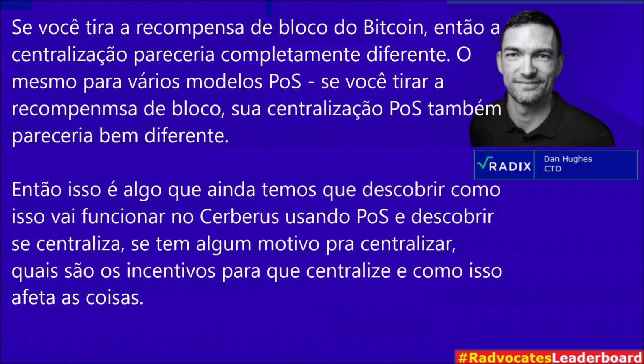If you took the block reward away from Bitcoin, then the centralization of Bitcoin would look completely different. The same with various proof of stake models. If you take the block reward away, your proof of stake centralization would also look different. So that's something we've still got to dig into and figure out what that looks like on Cerberus using proof of stake. Does it centralize? Is there any reason for it to centralize? What are the incentives that make it centralize, and how does that affect things?